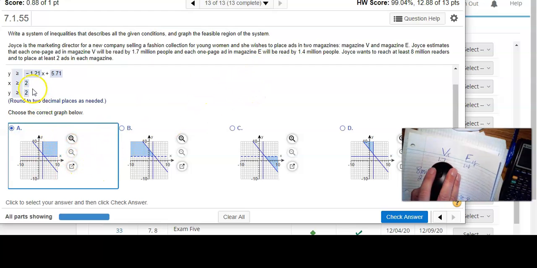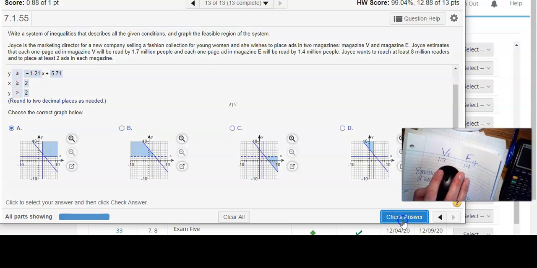Okay, and what did I do? I looked at the lines first. Okay, and there you go.